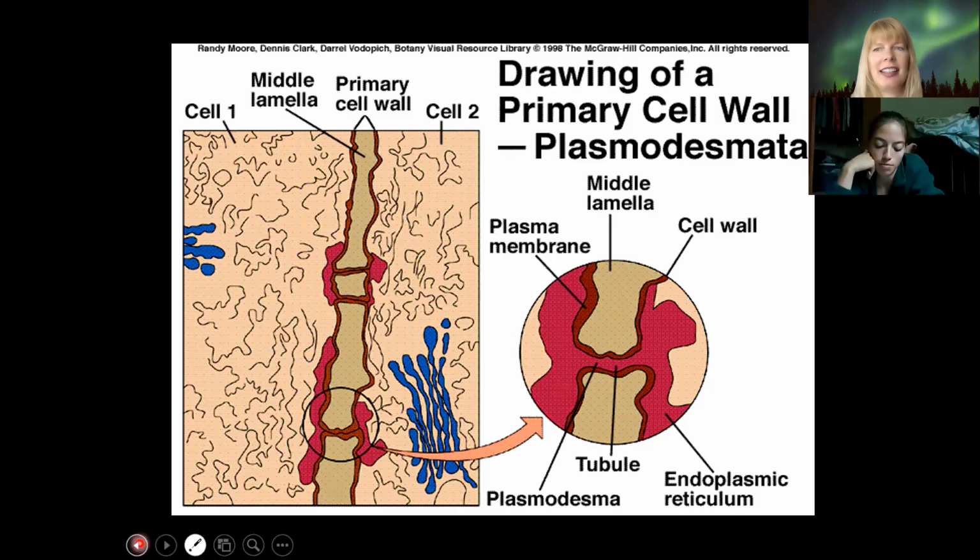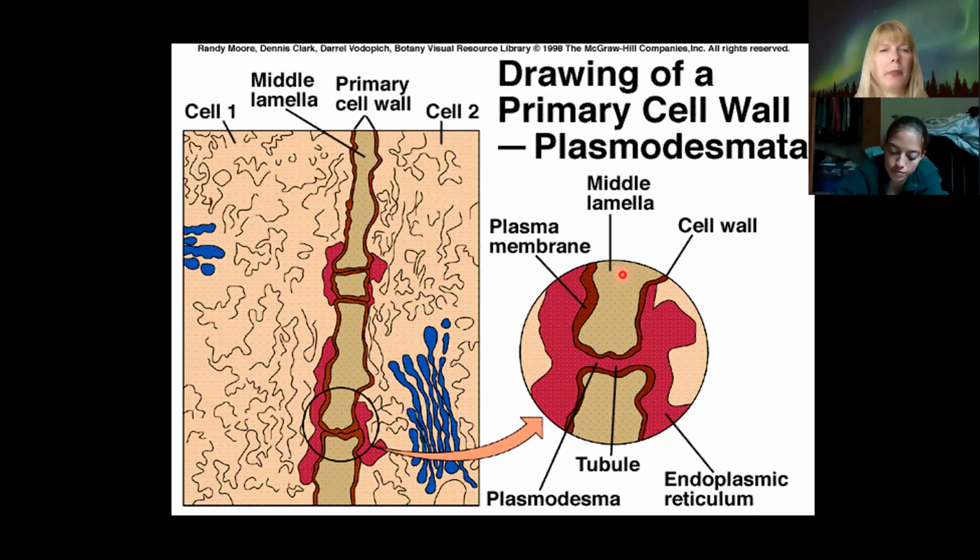Is there a question? Yeah, the middle lamella, is that like between the primary and secondary cell walls or between the cells or both? Between the cells. So the primary cell wall is the most outermost portion of the cell. So I guess technically it would be between the two primary cell walls of neighboring cells. Okay, thank you. Yep.